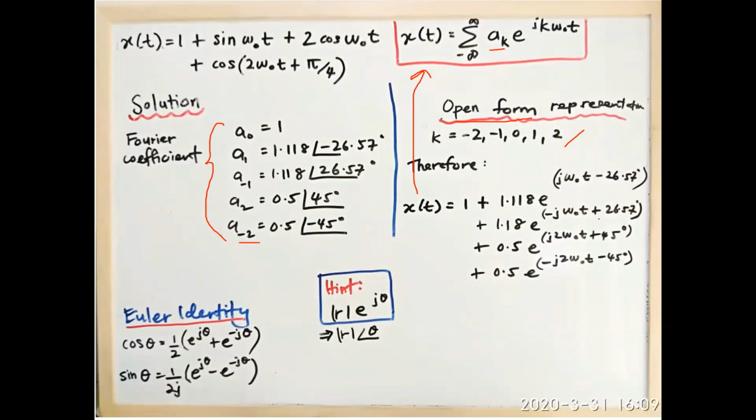So you can either convert this to pi or you can use degrees. This one is for a minus 1. For a2, it is 0.5 e^(j(2 omega t plus 45 degrees)), plus the a minus 2 value, 0.5 e^(minus j(2 omega t plus 45 degrees))... that is, minus j 2 omega t minus 45 degrees. So this is the equation, the representation for x(t) in open form.